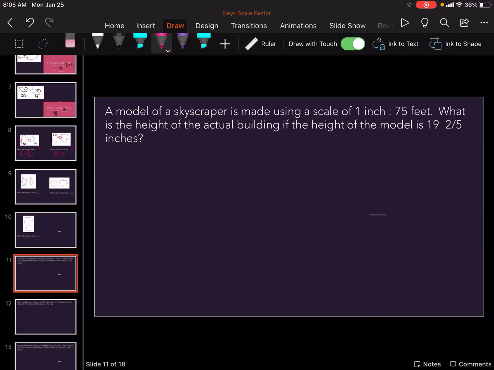I'm going to do a few of the word problems. Basically, you're going to set up a ratio and use the scale factor. A model of a skyscraper is made from 1 inch to 75 feet. What is the height of the actual building if the model is 19 2/5 inches? So 19 2/5 inches equals how many feet? We can either set up a proportion, but we can also use our scale factor, the new over the original.